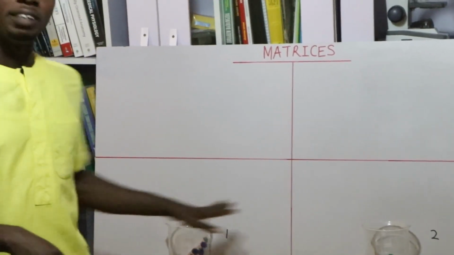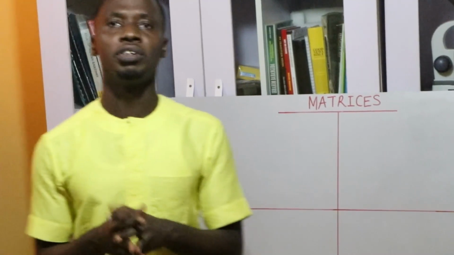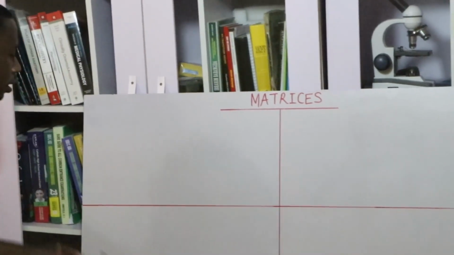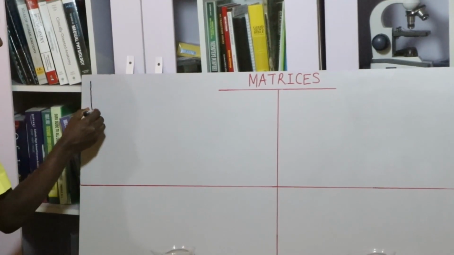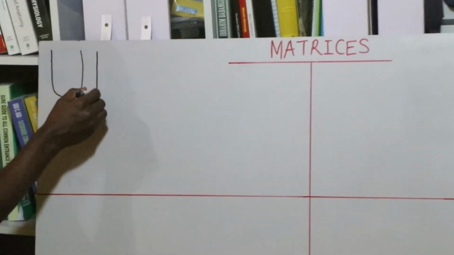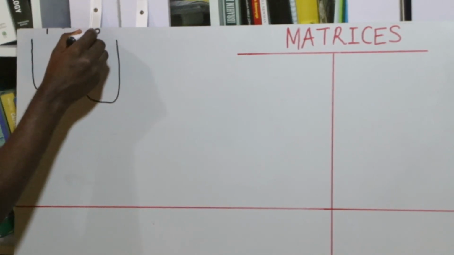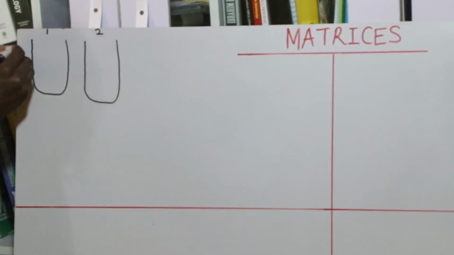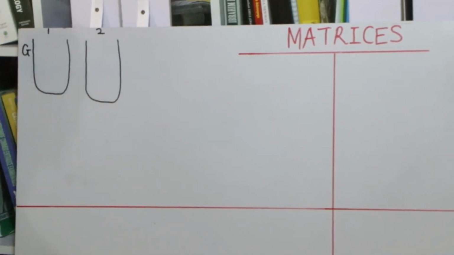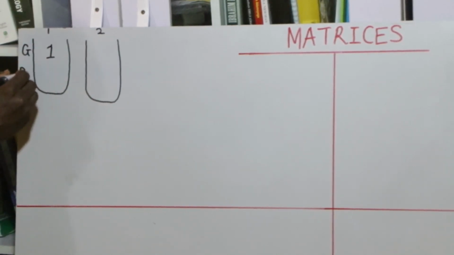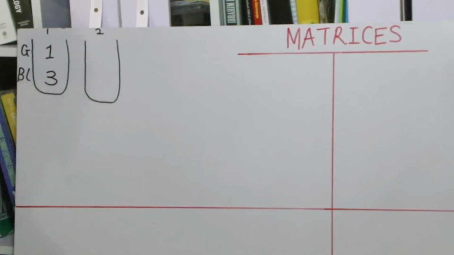So this is information. How do I represent this information on a surface, on a paper? Let me try one scenario for you. Now, I can decide to draw the beakers. I label this beaker 1 and I label this beaker 2. In beaker 1, I have one green marker, so I write G to represent green, and I have three blue markers. I use BL to represent blue and I write three markers in it. So in beaker 1 we have one green marker and three blue markers.